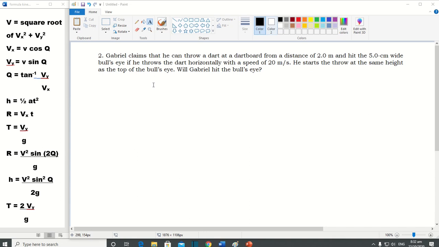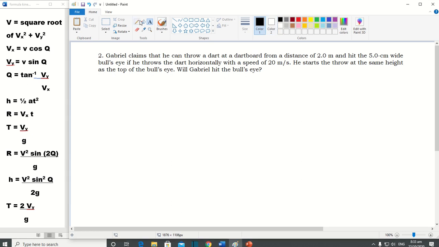Ito na yung second worded problem natin. Sabi dito, Gabriel claims that he can throw a dart at a dartboard from a distance of 2 meters and hit the 5 cm wide bullseye if he throws the dart horizontally with a speed of 20 meters per second. He starts the throw at the same height as the top of the bullseye. So yung question is, will Gabriel hit the bullseye?